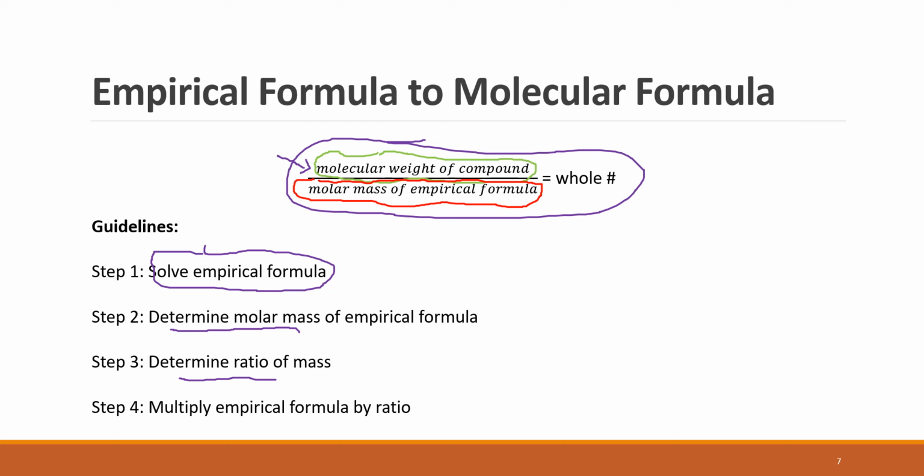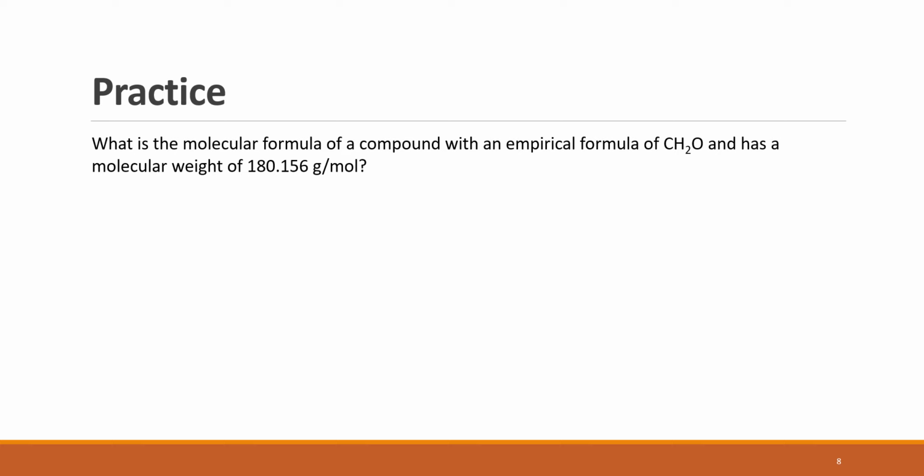So dividing these two should give you a whole number. Whatever that whole number is, you're going to use it in step 4, which is what you're going to multiply the empirical formula by. So let's look at a practice problem. What is the molecular formula of a compound with an empirical formula of CH2O and has a molecular weight of 180.156? Okay, so they gave us the empirical formula, which is the lowest whole number ratio of the formula.